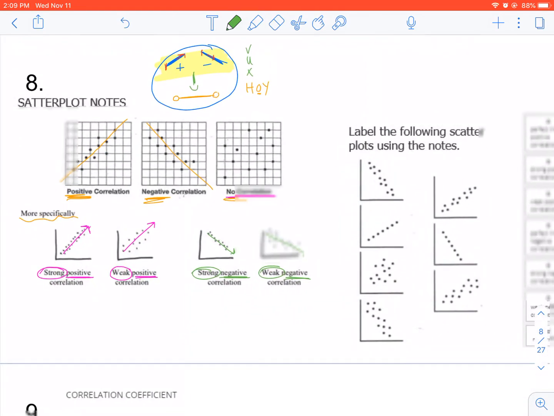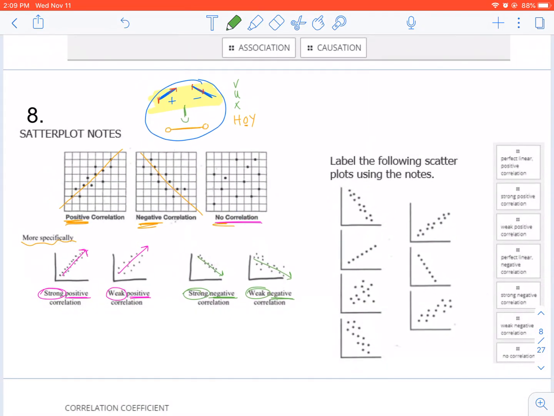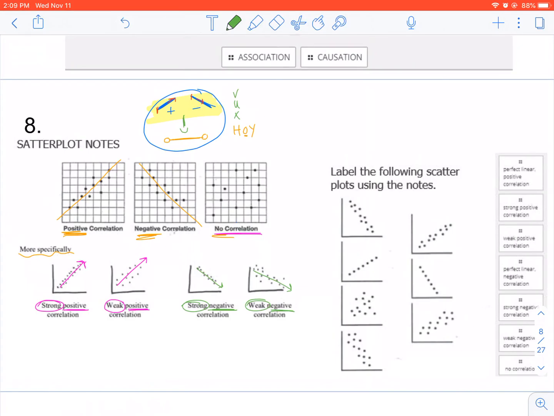So now what you're going to do is take the notes that we just talked about and do a matching activity. I'm going to start you off by giving you one example, and then you're going to have to do the rest on your own. So I'm going to start off by doing this one at the top. And I would like to start off by noticing that from the left the dots are going down. So they start going down.